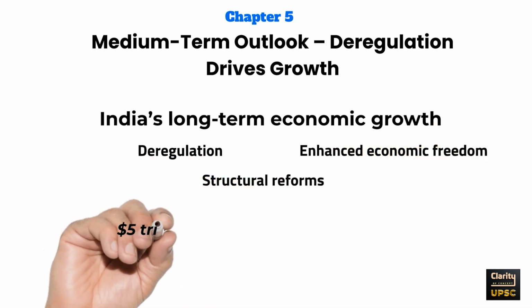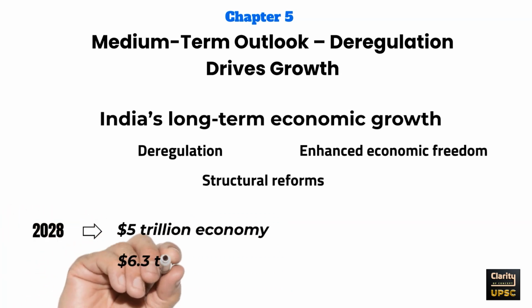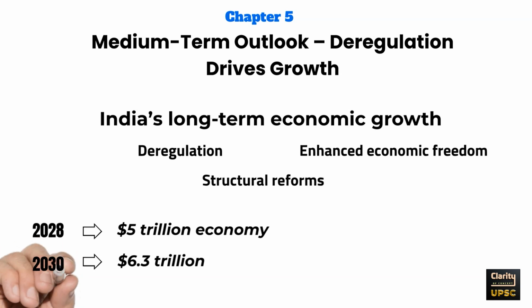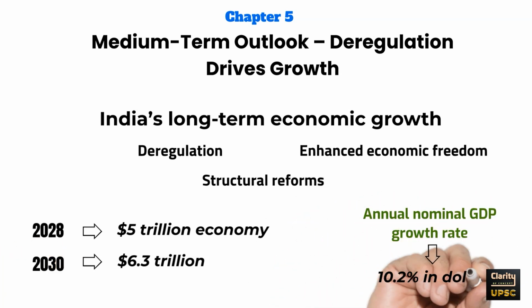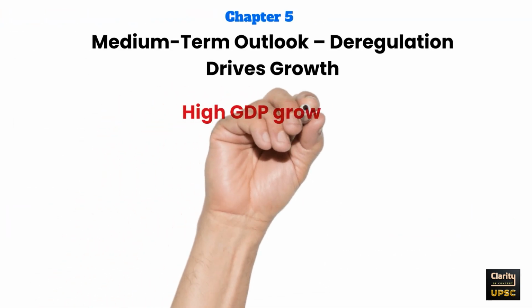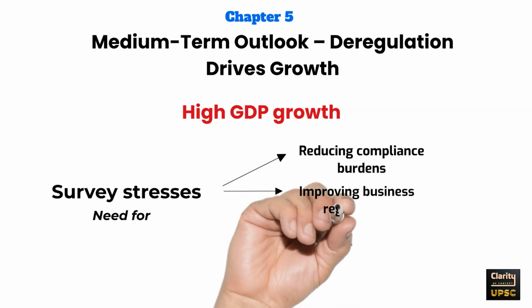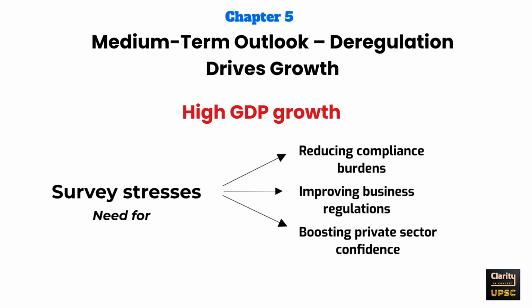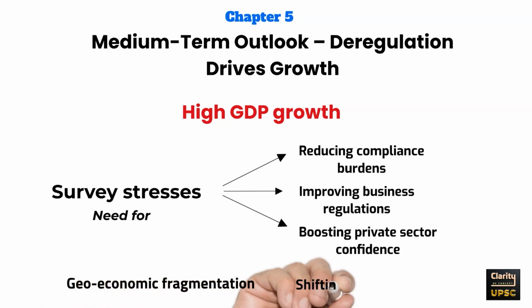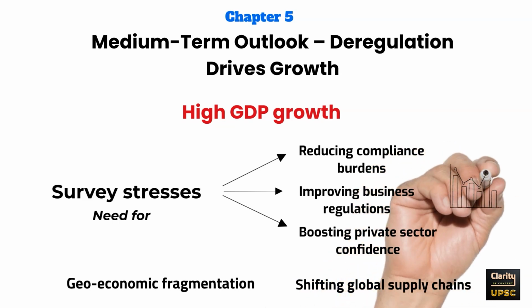The survey projects India to become a $5 trillion economy by financial year 2028 and reach $6.3 trillion by financial year 2030, with an annual nominal GDP growth rate of 10.2% in dollar terms. To sustain high GDP growth, the survey stresses the need for reducing compliance burdens, improving business regulations, and boosting private sector confidence. In this chapter, the survey says there are various challenges to this: geoeconomic fragmentation, shifting global supply chains, etc. We will explain this in detail when we take up this chapter.